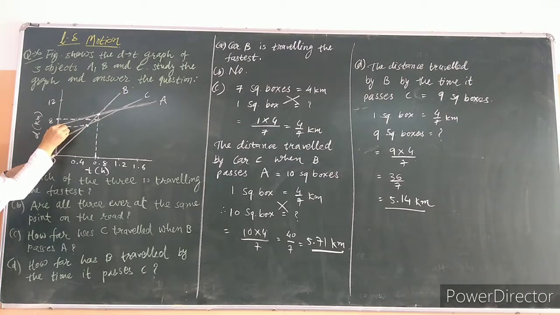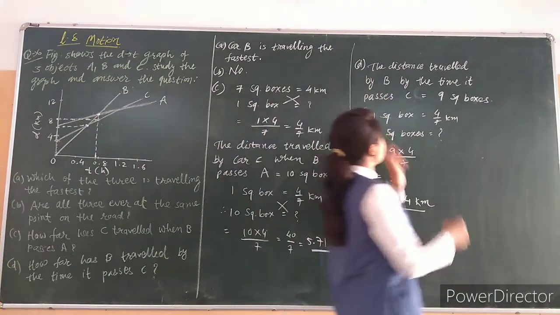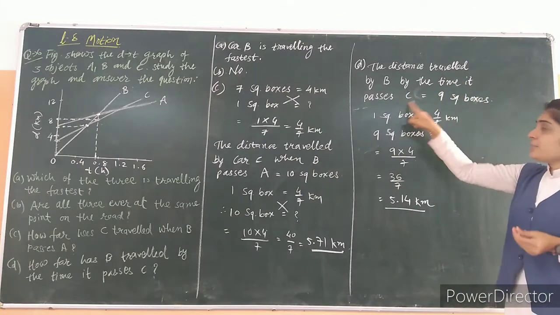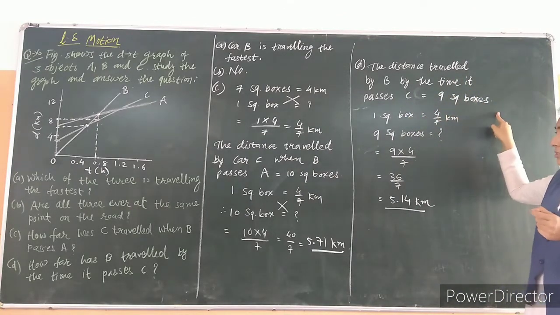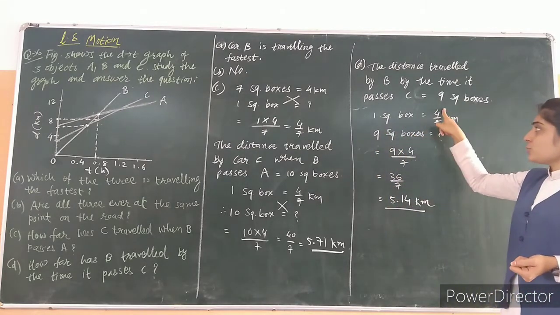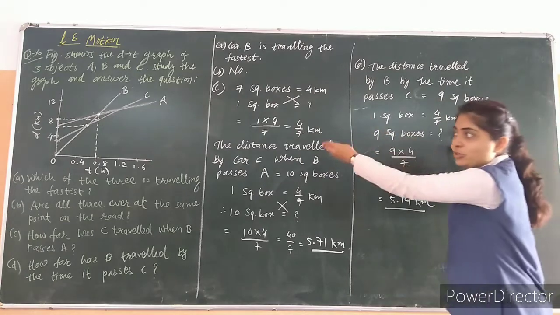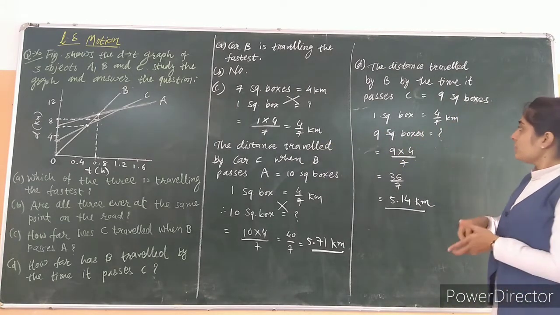We can obtain the distance from the y-axis. So extend here and see how many square boxes it reaches. If you calculate the distance traveled by B by the time it passes C, if you count the square boxes, it is 9 square boxes. So we can find the value of 9 square boxes. 1 square box equals 4 by 7 kilometer, as we have already calculated. So 9 square boxes equal how much?